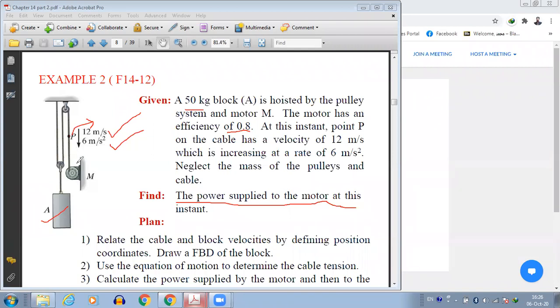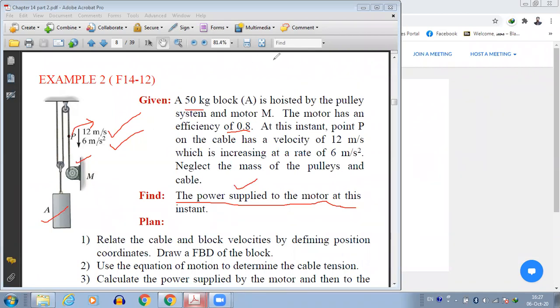Whatever the motor is doing, this is the output. Where do we supply power to the motor? We connect the motor to electricity. The motor runs with electricity. So we plug in the motor and the electricity is the input power. We need to find what is the input power. What is the power supplied to the motor?